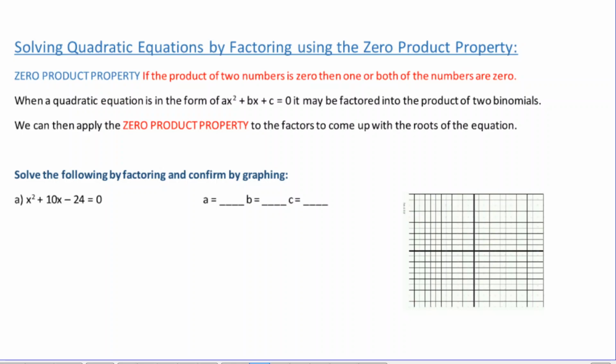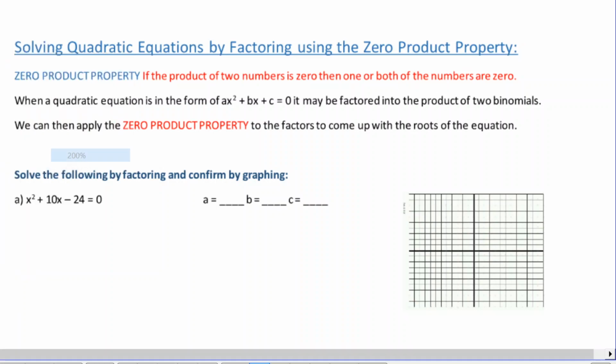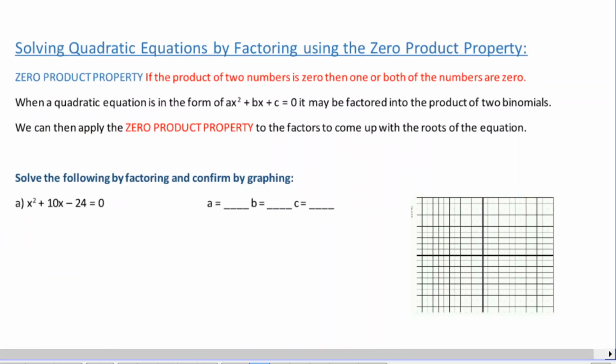Something times something else. The reason that's helpful to us is because of the zero product property. Let me zoom in a little bit. The zero product property is this idea that if I am multiplying two things together, or any number of things together, and the answer is 0, the only way to get a product of 0 is for one of those things to be 0. That's the benefit of multiplication over addition or subtraction.